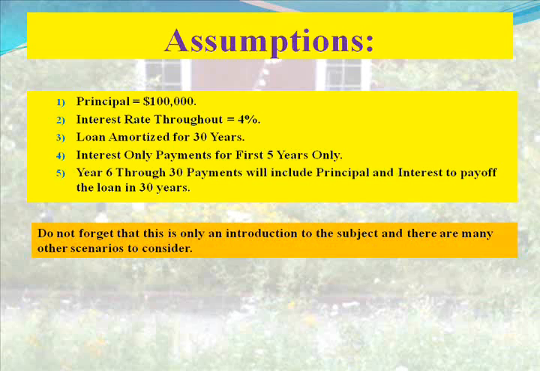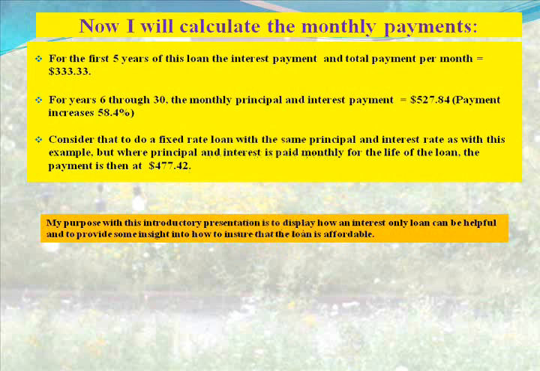Assumptions. Principal, in this example, will be set at $100,000. The interest rate throughout this loan will be 4% per year. The loan will be amortized for 30 years. Interest-only payments will be for the first 5 years only. Years 6 through 30 payments will include principal and interest to pay off the loan in the 30-year period. Please do not forget that this is only an introduction to the subject, and there are many other scenarios to consider. Now, I will calculate the monthly payments.